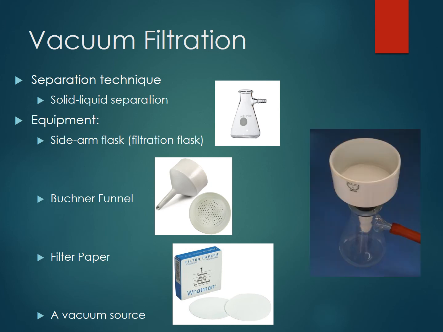You basically put all that together, assemble it like that picture shows there. You've got your vacuum source with the red tubing coming off of there. You have your Buchner funnel with your filter paper inside of it. And that's how you'll get that set up.